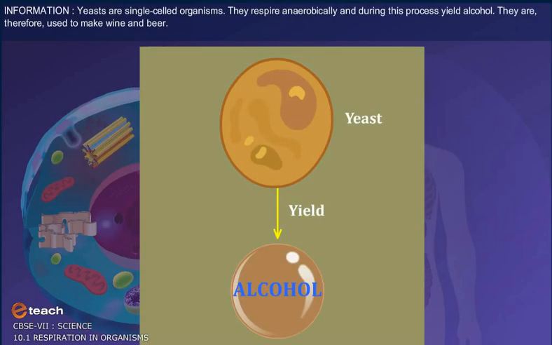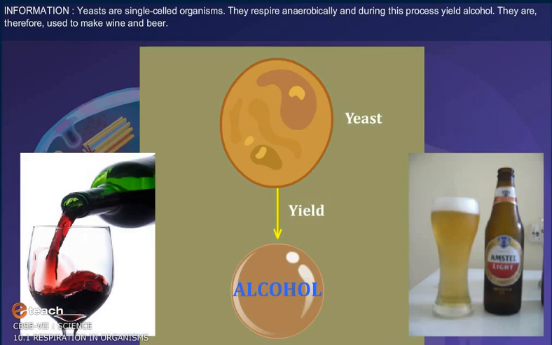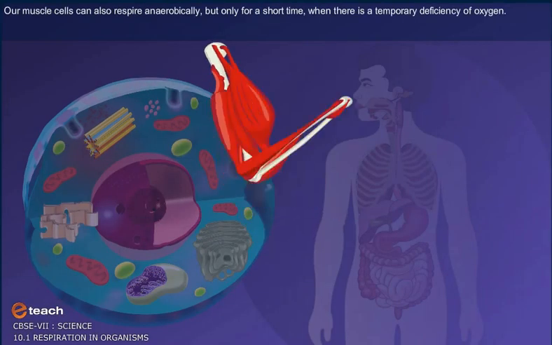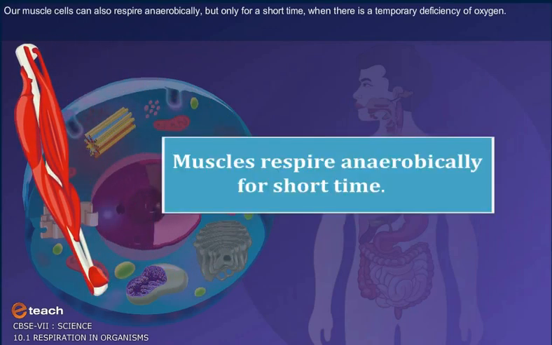Information: Yeasts are single-celled organisms. They respire anaerobically and during this process yield alcohol. They are therefore used to make wine and beer. Our muscle cells can also respire anaerobically, but only for a short time, when there is temporary deficiency of oxygen.